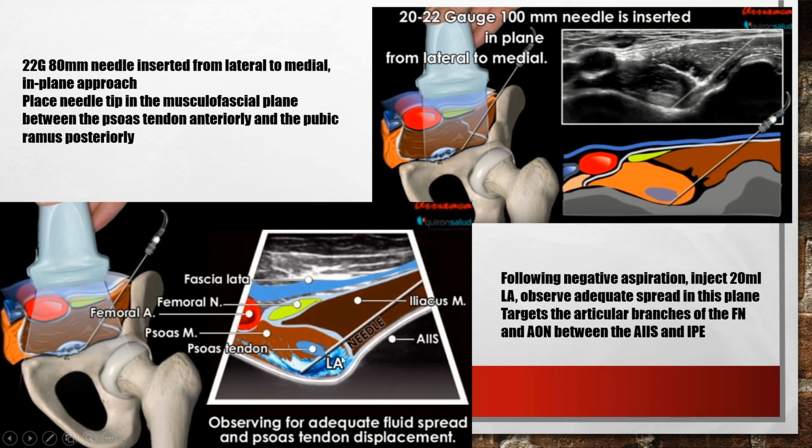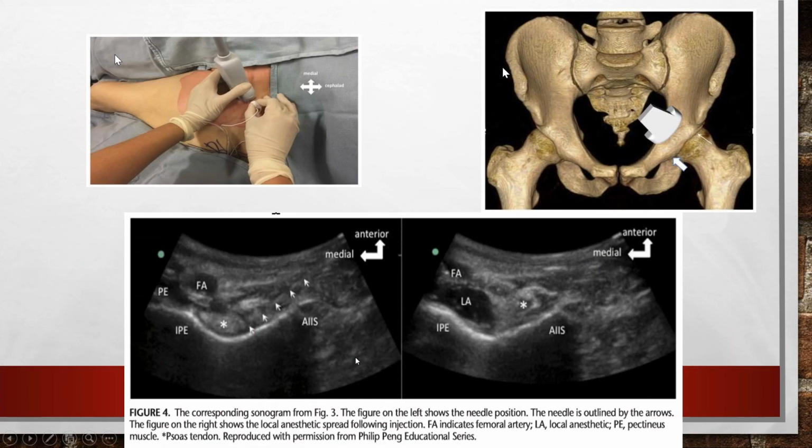After we give the LA, make sure the LA is spread here also. If the patient is big, muscular, or obese, we can use the curvilinear probe to see more structures, and maybe we need a longer needle as well. Make sure the local anesthetic spreads beyond this psoas tendon.